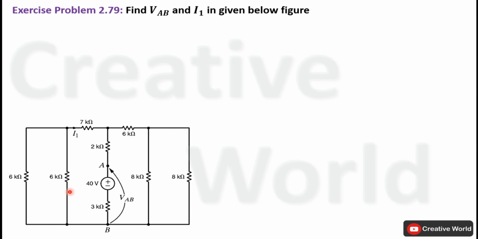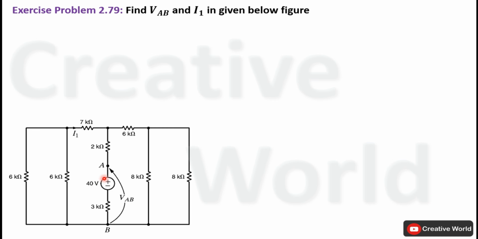This is the circuit diagram of the given problem. Inside this network, we have to find the voltage between these 2 points labeled as VAB and the current through this branch labeled as I1. So without wasting time, let's proceed towards the solution.